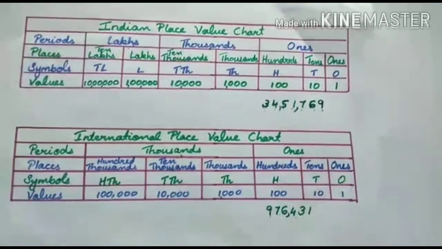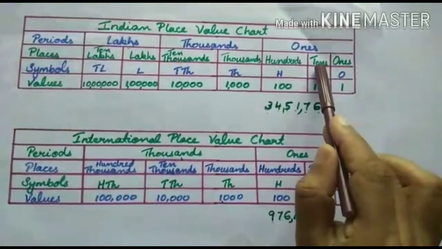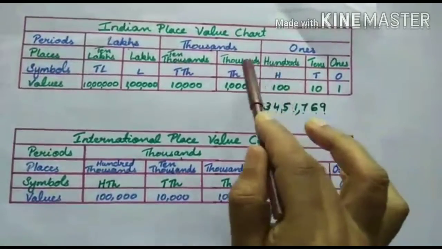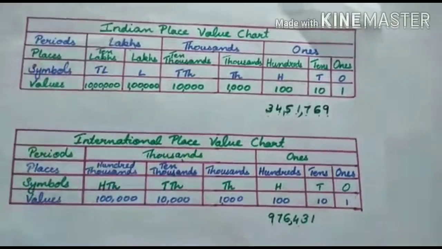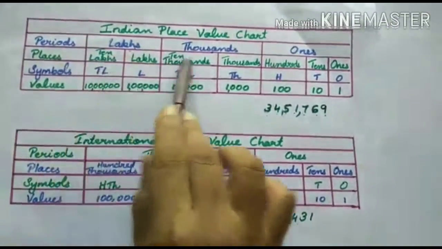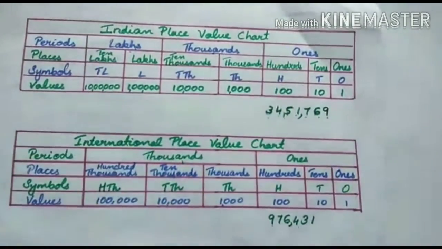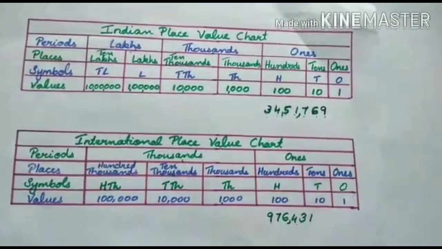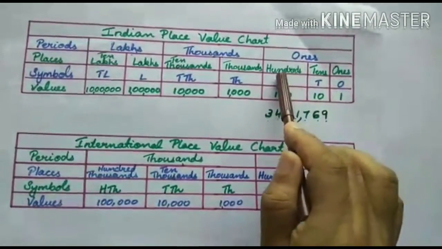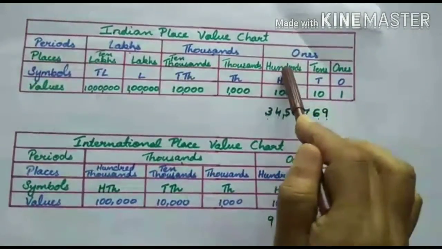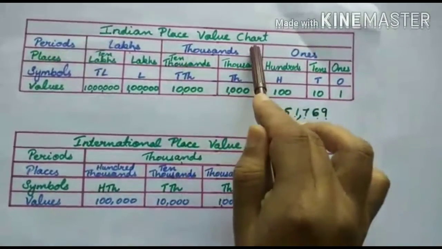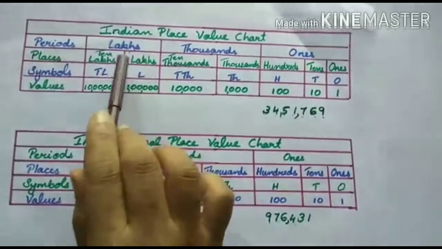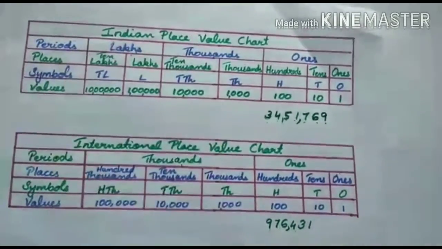We know that the places come like ones, tens, hundreds, thousands, 10,000s, lakh and 10 lakh. In the previous section, we learned that the first three places, ones, tens and hundreds, form the ones period, 1,000 and 10,000 form the thousands period, and lakh and 10 lakh form the lakh period.